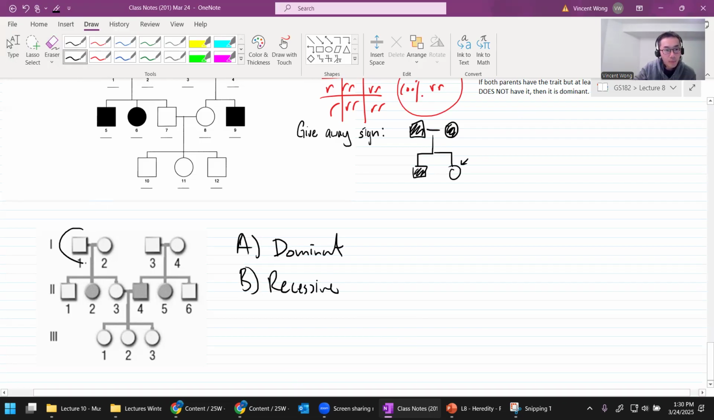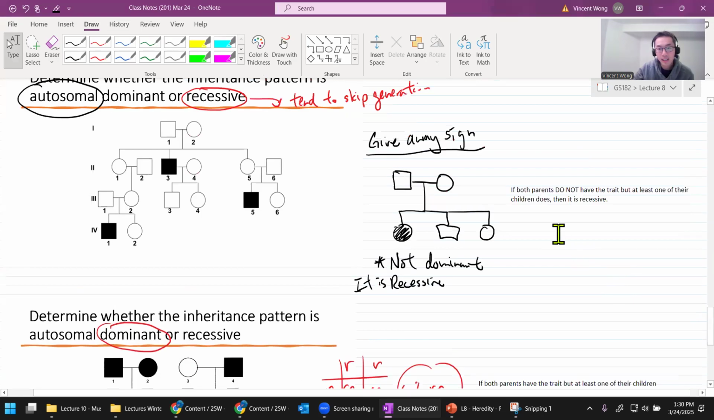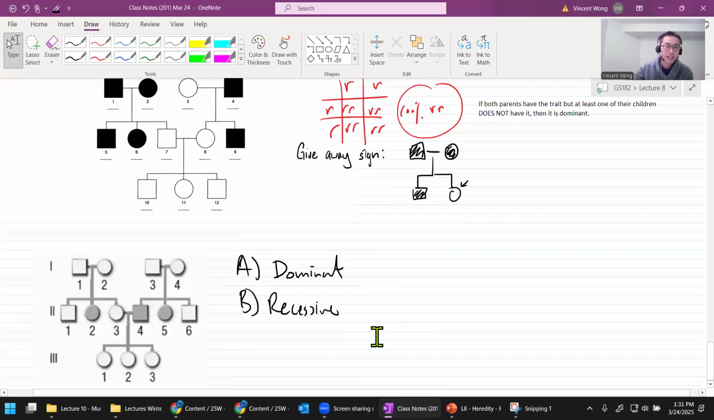You can see both parents don't have it, but one of their kids has it. So let's see. If both parents do not have it, but at least one of the children has it, then it is recessive. The answer is recessive. Okay, there you go.